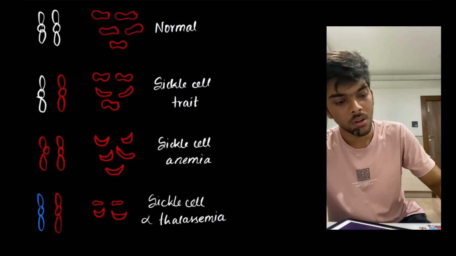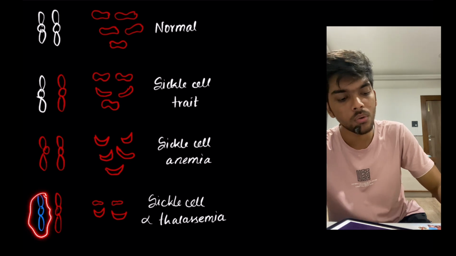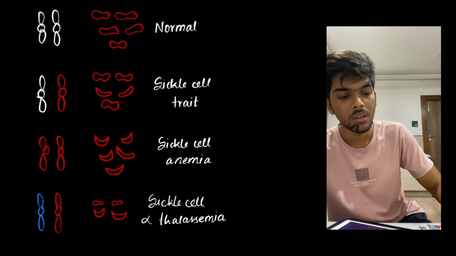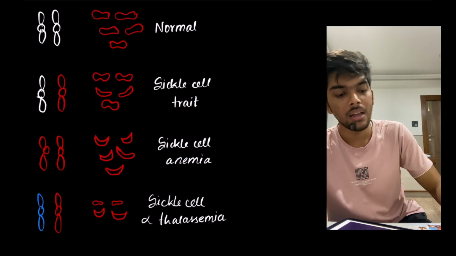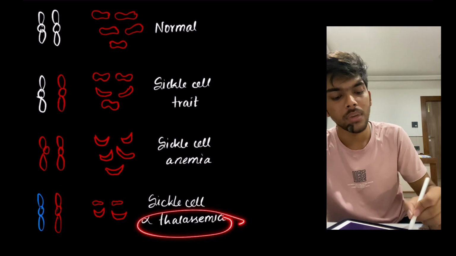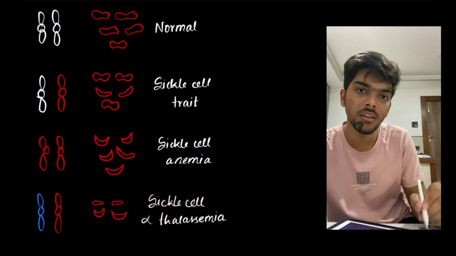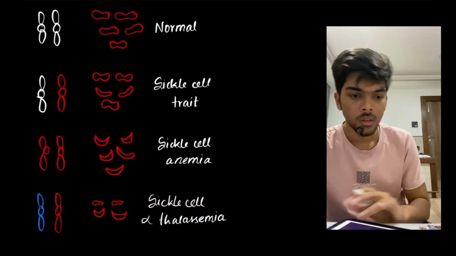And fourth condition: one chromosome from father which codes for alpha-thalassemia and another chromosome from mother which codes for sickle cell. As a result, both alpha-thalassemia and sickle cell diseases are seen in the blood of this person.